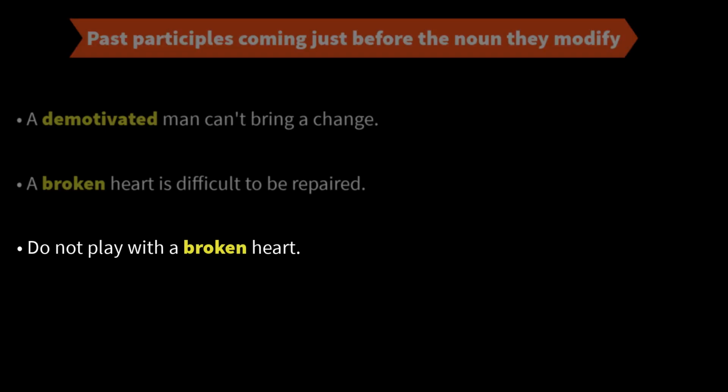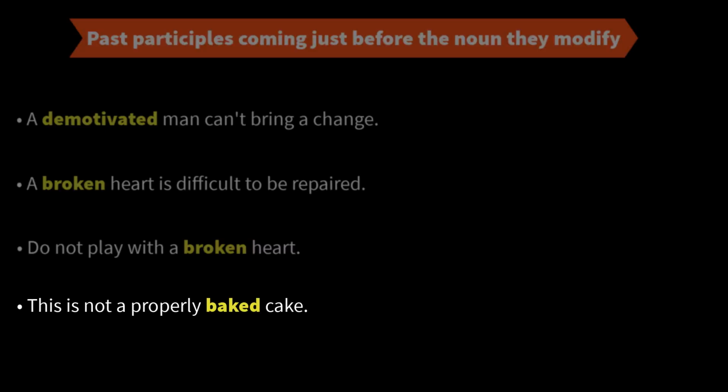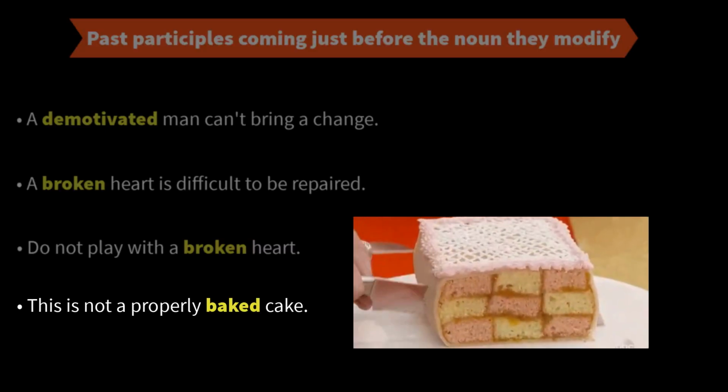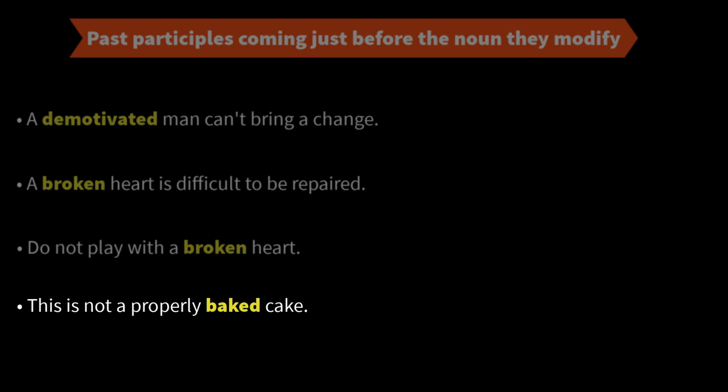Next example: do not play with a broken heart. Again, broken is working as an adjective here, modifying the noun heart. Do not play with what kind of a heart? A broken heart. Alright, let's look at the next example. This is not a properly baked cake. What kind of a cake? Properly baked cake. So baked is the past participle here, third form of a verb, modifying the noun cake.